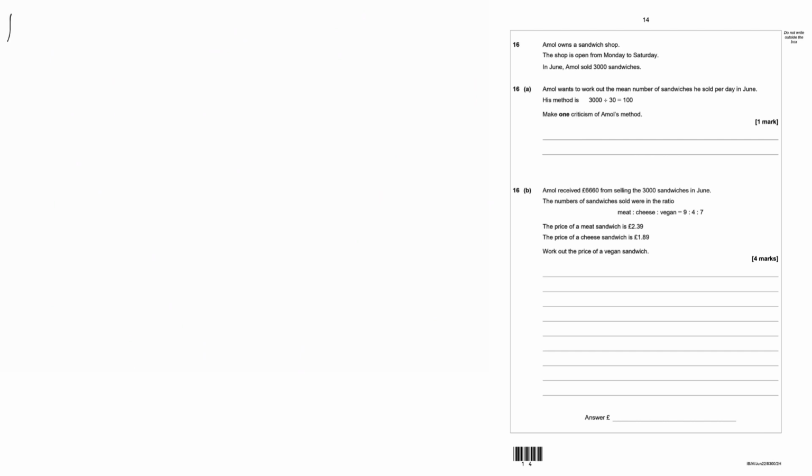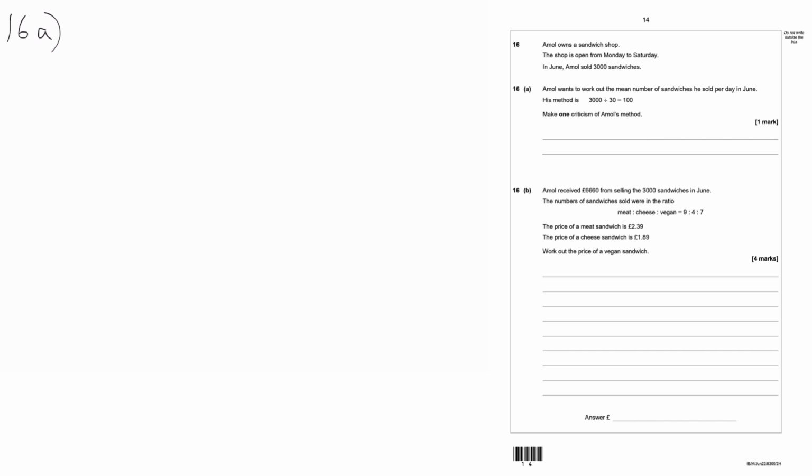Moving on to question 16. So we're told that Amol owns a sandwich shop, which is open Monday to Saturday, and he sold 3,000 sandwiches in June. He wants to work out the mean number of sandwiches he sold per day in June, and he said that I'm going to divide 3,000, the total number of sandwiches, by 30, the number of days in June, to get 100. We want one criticism of Amol's method.